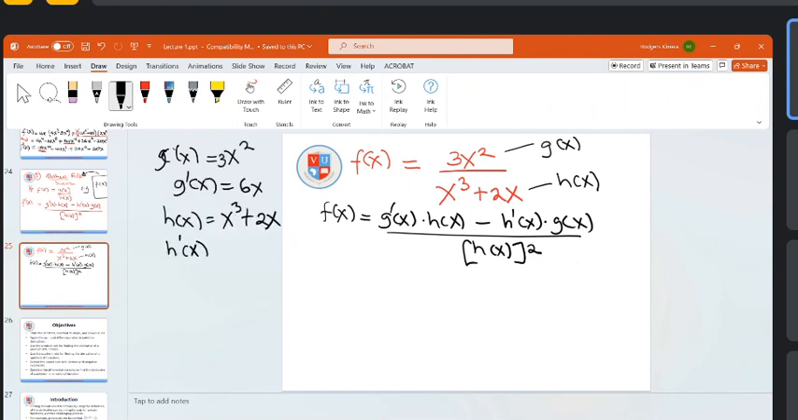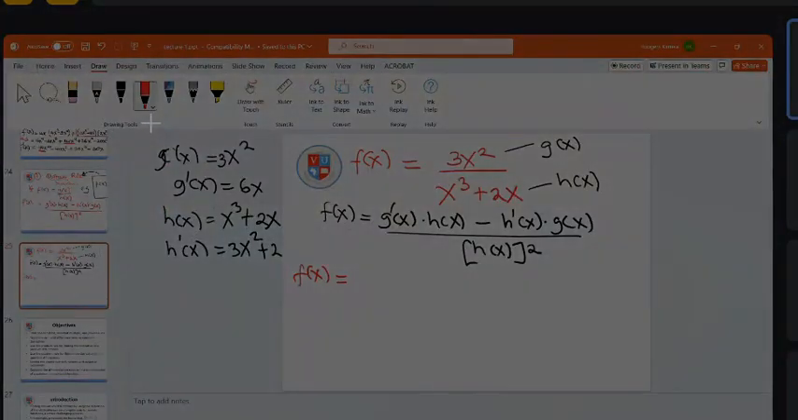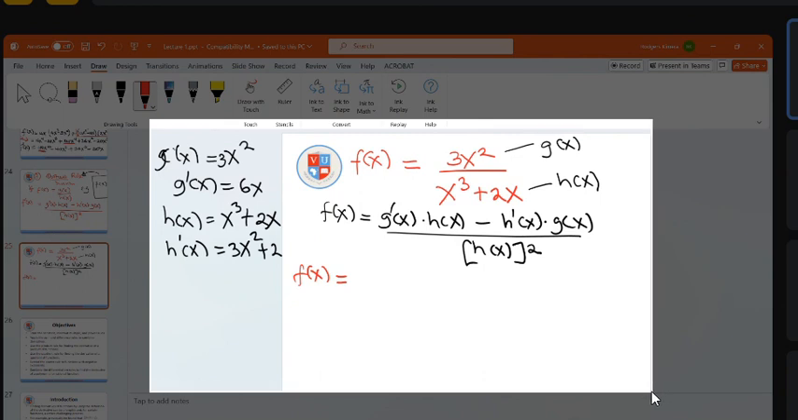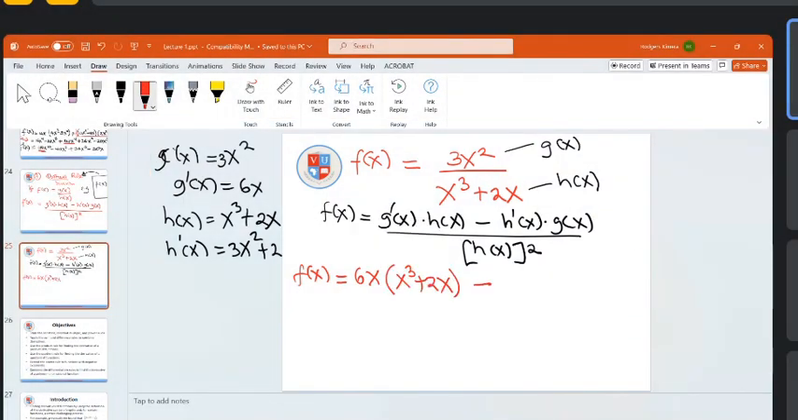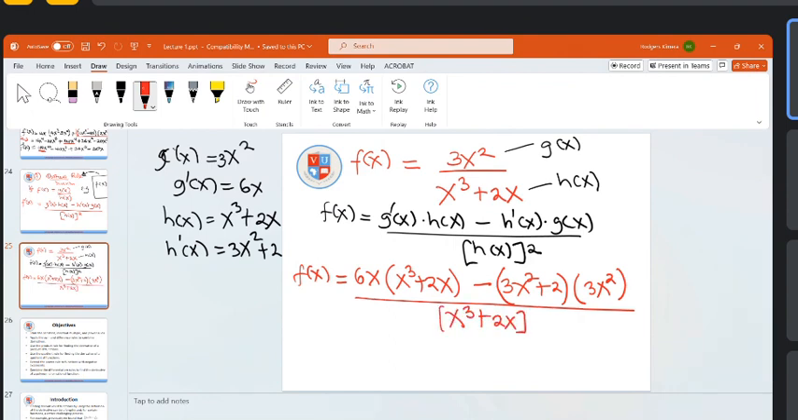is sitting here. My f prime of x is going to be d prime x, which is 6x, times x cubed plus 2x, minus h prime x, which is 3x squared plus 2, times d of x, which is 3x squared, all over x cubed plus 2x, squared. We can try to expand and simplify.